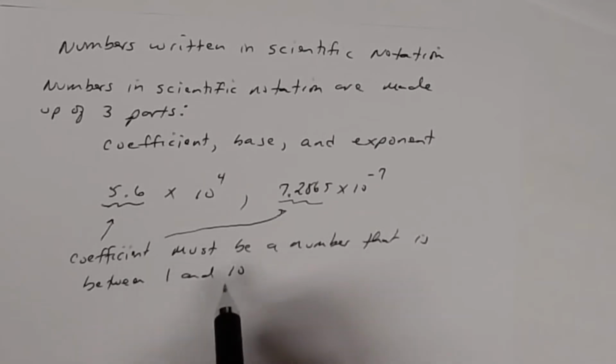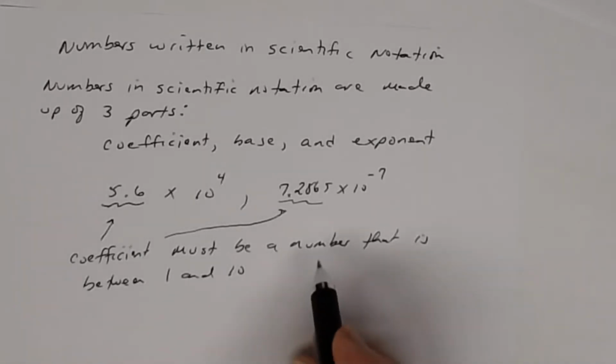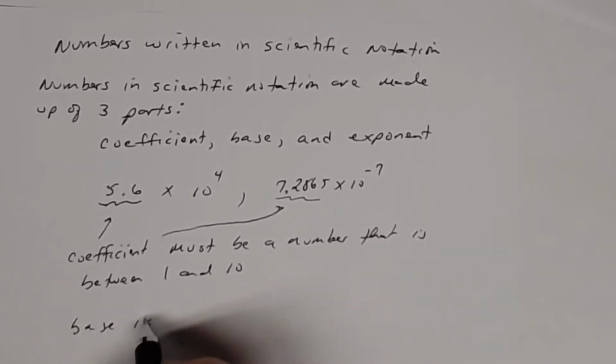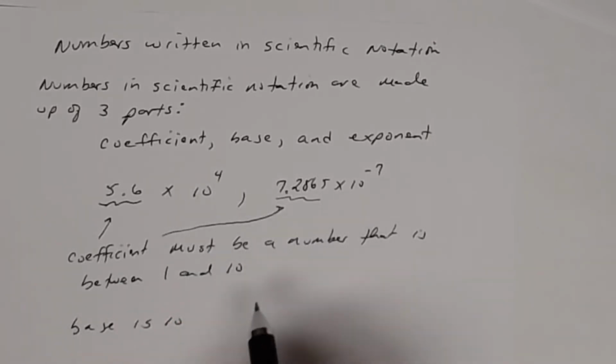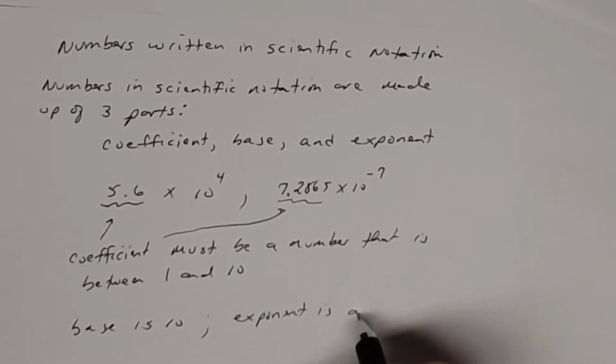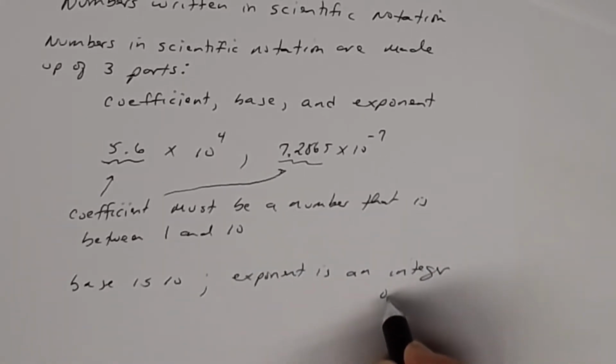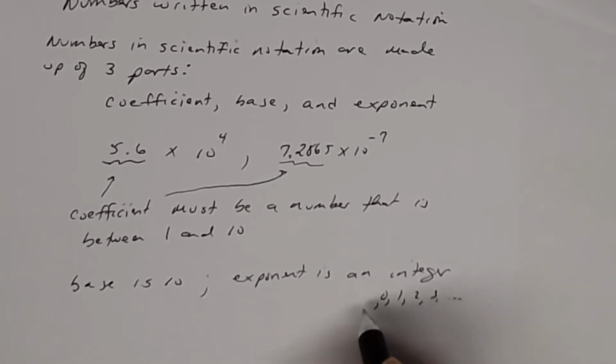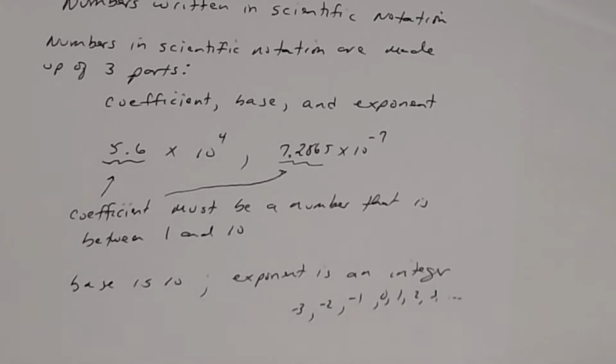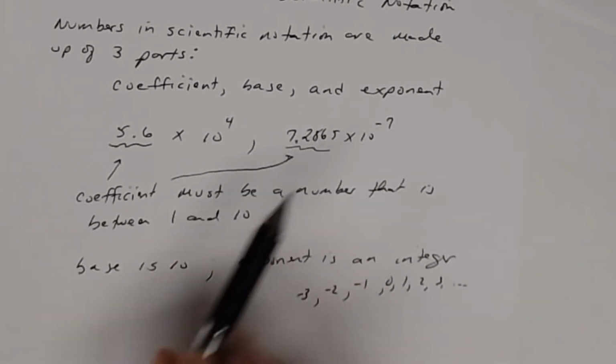And notice 5.6 is between 1 and 10. 7.2865 is between 1 and 10. Okay? The base is 10. So notice both of those bases are 10. And the exponent is an integer. Remember, an integer is like 0, 1, 2, 3, and so on, -1, -2, -3, and so on. So notice 4 is an integer, -7 is an integer.